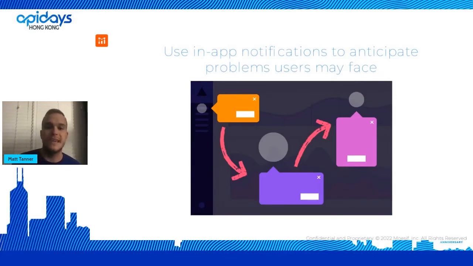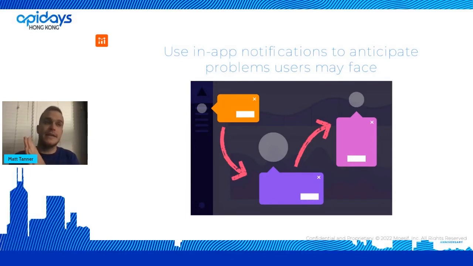Another one that we might do is use in-app notifications to anticipate problems users may face. Let's talk about this more from like an API dashboard perspective. When someone is first using an API, maybe they need to generate an API key or something like that through your dashboard. You could use in-app notifications to guide them to that. Hey, there's a lot of overlay style tutorials that you can put in. So you can say, hey, step 1 is here, step 2 is here, step 3 is here. And this is actually something that a technology like Pendo does really, really well.